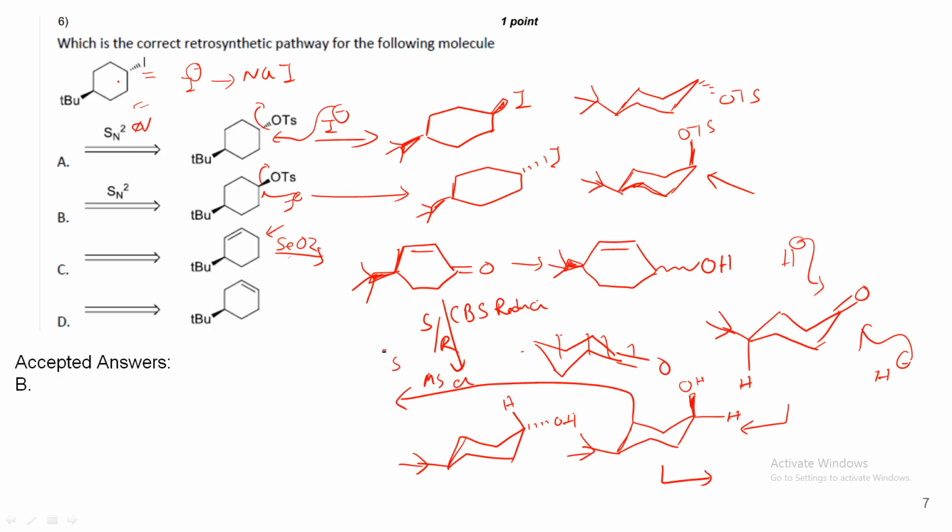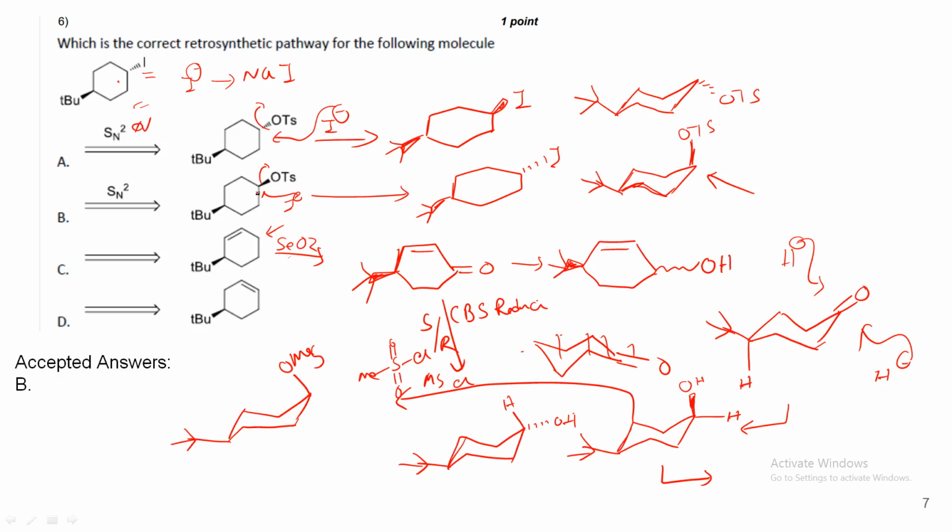What is MsCl? It's nothing but this kind of thing, and when OSO2Me is there, it becomes a good leaving group. So that's the advantage of this particular reaction. So now we have OMs. Somehow we converted this molecule to this.